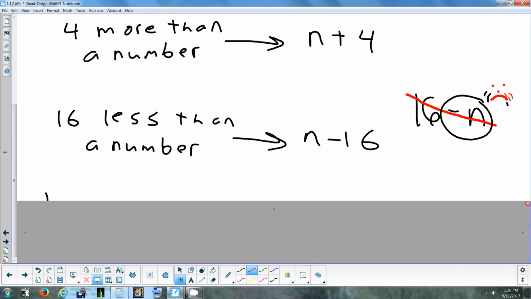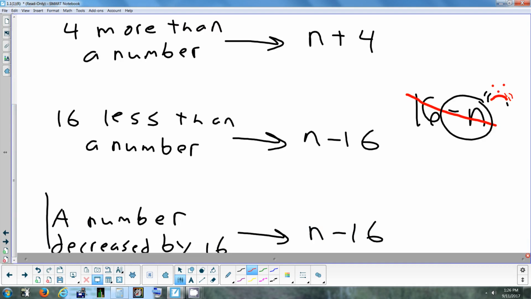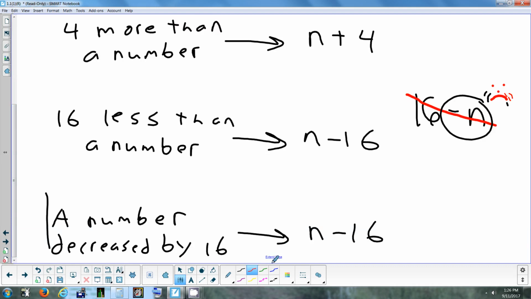I think that's it, right? Oh, hold on. A number decreased by 16, same thing. When it's decreased by, put the variable first. Decreased by means minus, and then 16. It's easy when it's more than and stuff like that. When you get into less than or decreased by, you always want to put the variable first. All right? Let's look at our word problem.